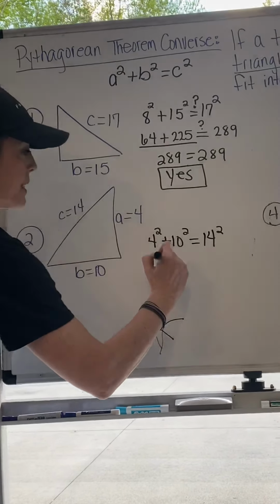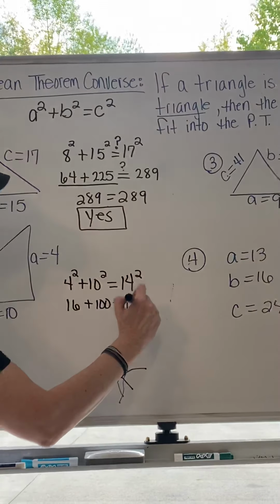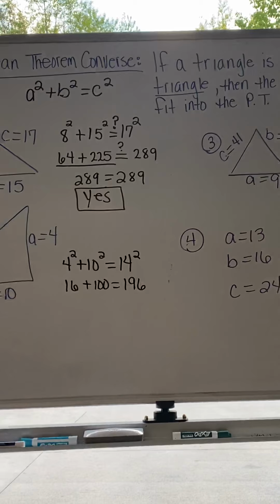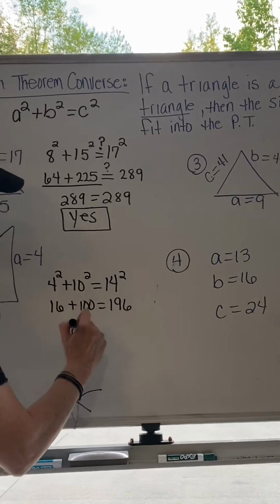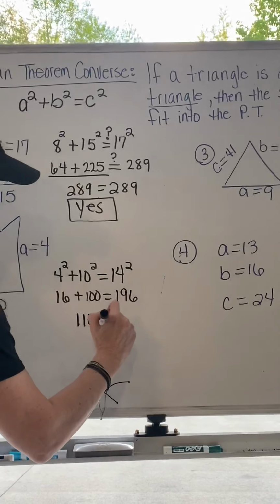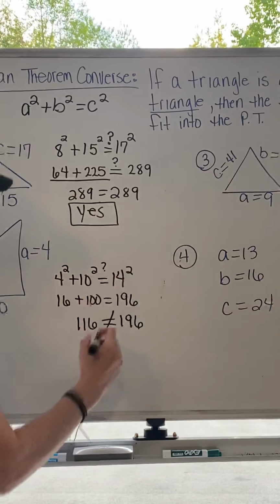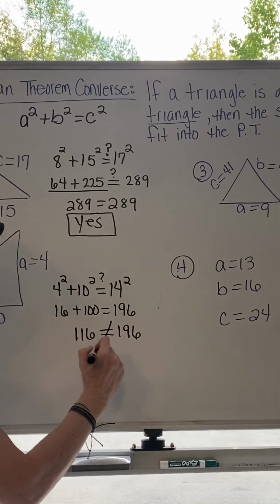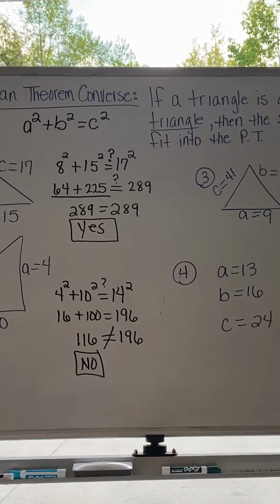4 squared is 16, 10 squared is 100, 14 squared is 196. 16 plus 100 is 116, and that does not equal 196. So the answer to this one would be no. That is not going to be a right triangle.